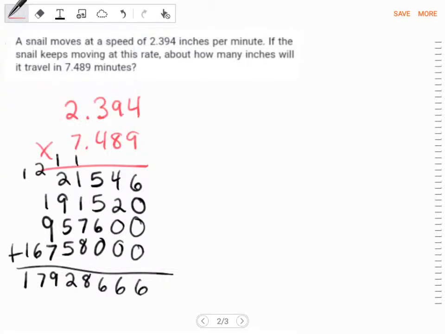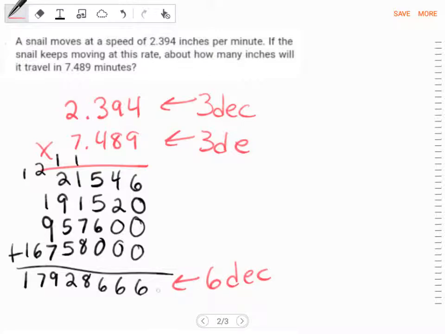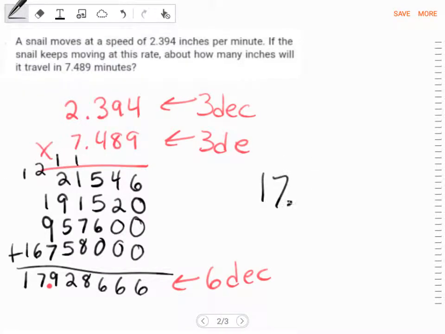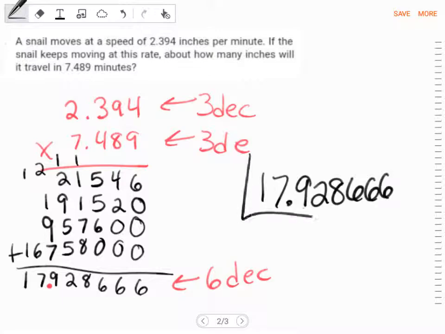Notice here, and I'm going to do it in another color again, we've got 3 decimals here. Got 3 decimals here. So I should be looking at 6 decimals down here at the bottom. So count from the end, 1, 2, 3, 4, 5, 6. And I've got my decimal, and I'm done. Okay, so my answer to this problem was 17.928666, and there was my answer.